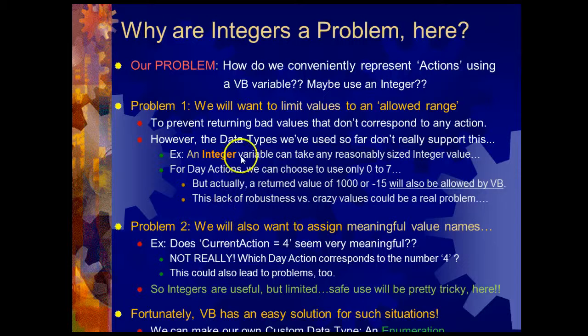He says, however, the data types we've used so far don't really support this. For example, an integer variable can take any reasonably sized integer value. So we talked about it. I forget what we said, but it was a lot. I think it was 2.5 million on each side. In other words, 2.5 million positive integers and 2.5 million negative. So that's a lot more than just 8 values.